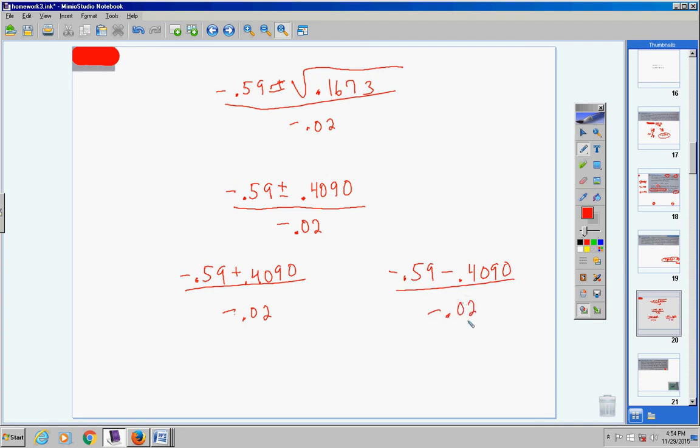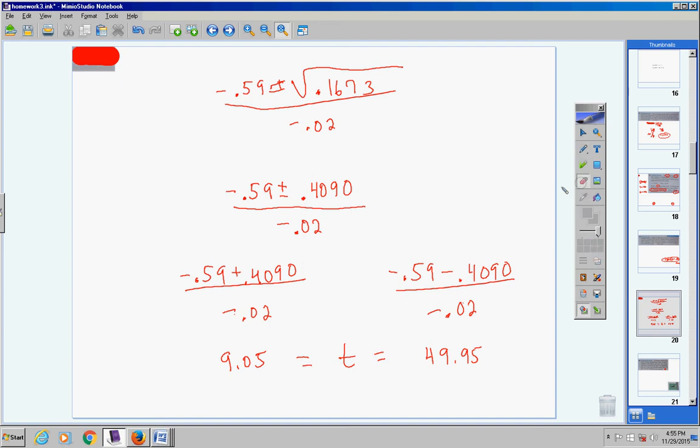Okay, so if you type all of this into your calculator, you will get out 9.05. And if you type this into your calculator, you will get out 49.95. So there are your two answers for T.